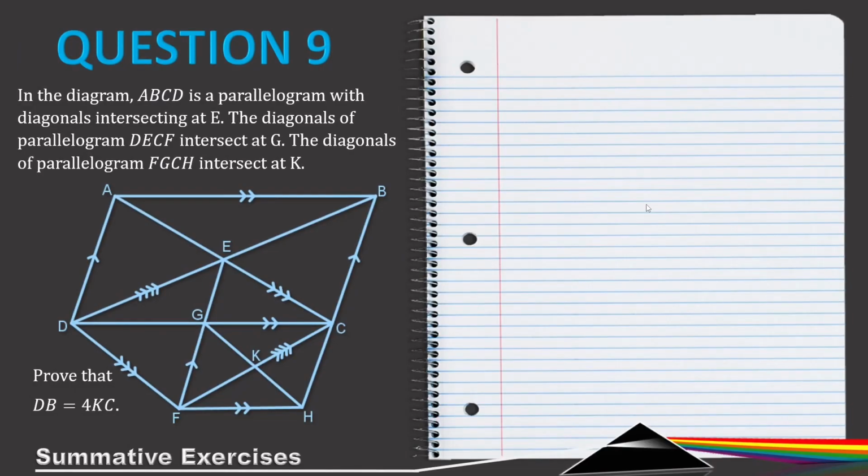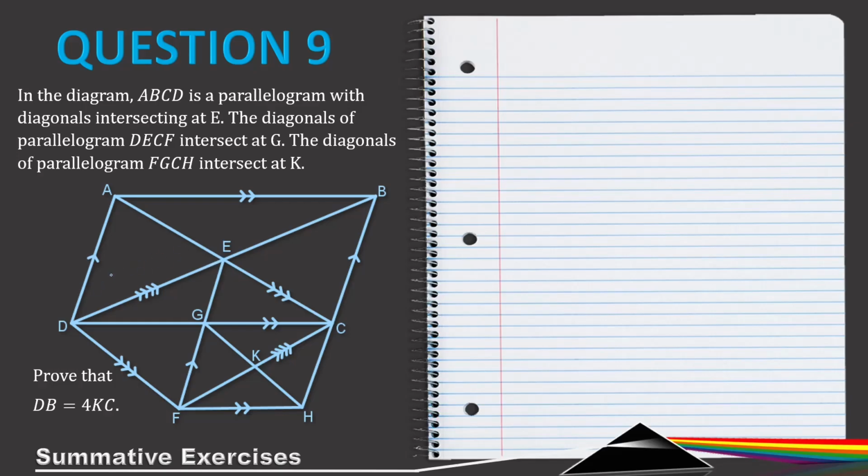Okay, question 9. In the diagram, ABCD is a parallelogram with diagonals intersecting at E. So ABCD, parallelogram, diagonals intersecting at E. The diagonals of parallelogram DECF intersect at G, and the diagonals of parallelogram FGCH intersect at K.